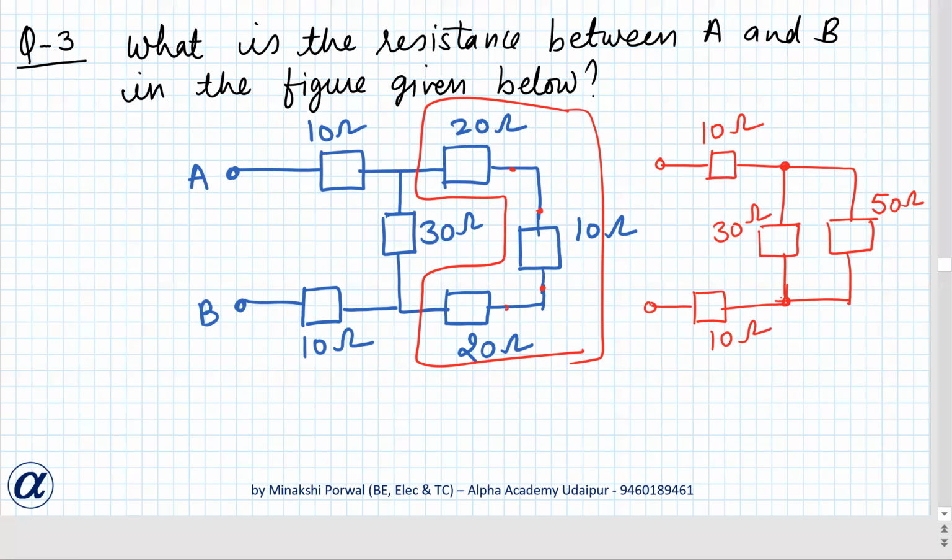So we can replace these three resistances by a 50 ohm resistance. Next step is, these two resistances, 30 ohm and 50 ohm, are in parallel.